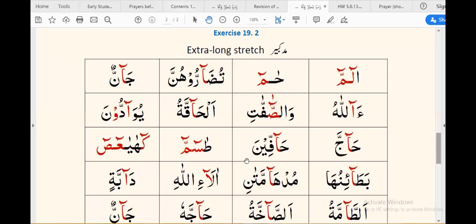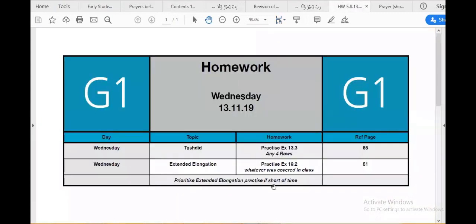That's all we have time for, unfortunately, just for exercise 19.2. So we've completed the first line of exercise 19.2 today. Your homework for today's class is to practice for Tashdid. That's the first half of this class that we did. Practice exercise 13.3, any 4 rows of exercise 13.3, and that's on page 65.